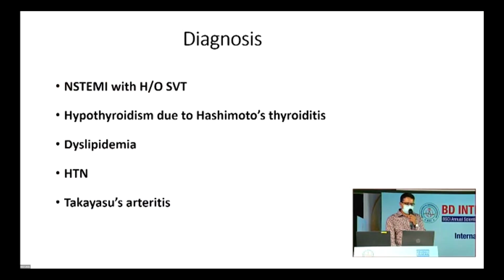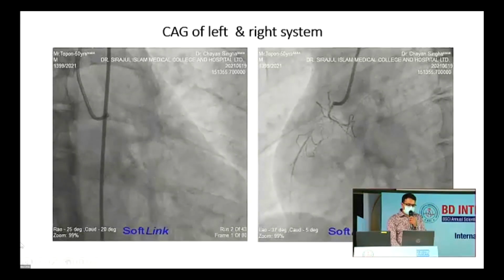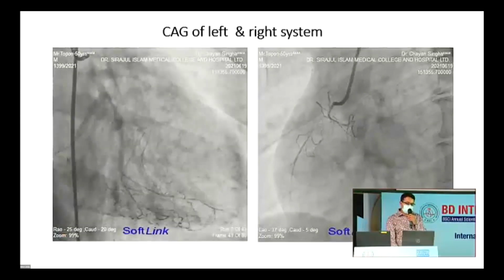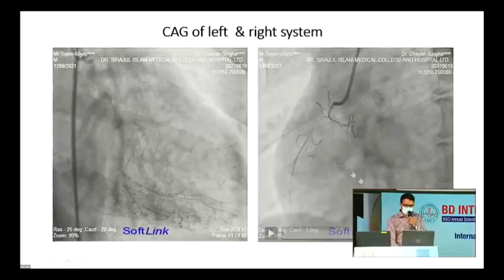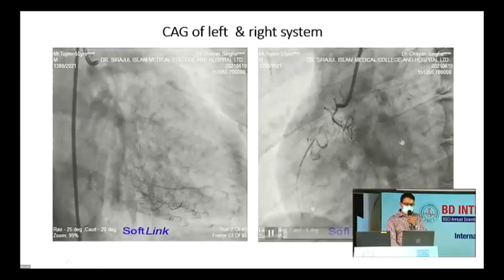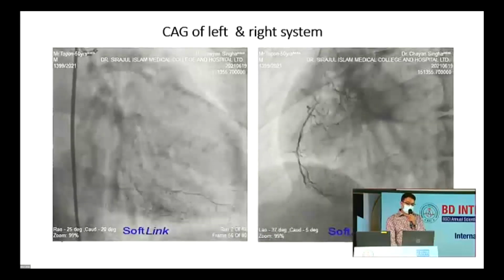So our diagnosis: this is a case of non-ST elevated MI with history of SVT, hypothyroidism due to Hashimoto's thyroiditis, dyslipidemia, hypertension, and Takayasu arteritis. As the patient presented to us with SVT and non-ST elevated MI, we proceeded for early CAG by a right femoral approach. In the left panel, we found a significant disease in the distal left main and ostioproximal part of LAD and ostial LCX. In the right panel, we found that RCA is non-dominant, with bridging collaterals, and there is nearly total occlusion from its proximal part.